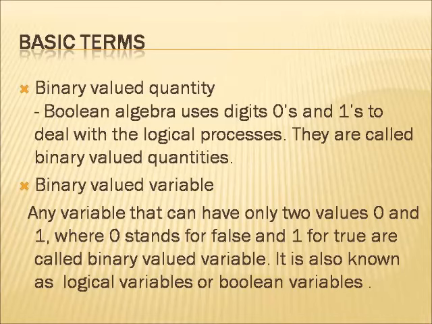Then what is a binary valued variable? It is also called a logical variable or Boolean variable. So what is a Boolean variable? A variable which can have two values, either 0 or 1, is called a binary variable, a Boolean variable, or a logical variable.